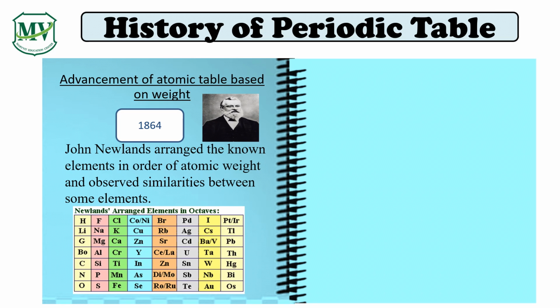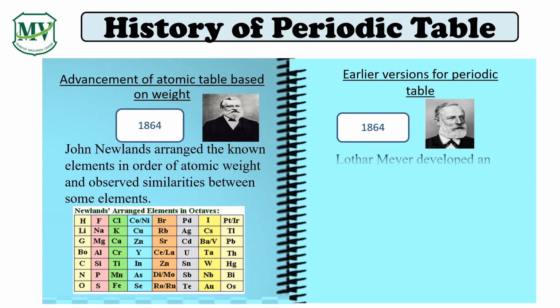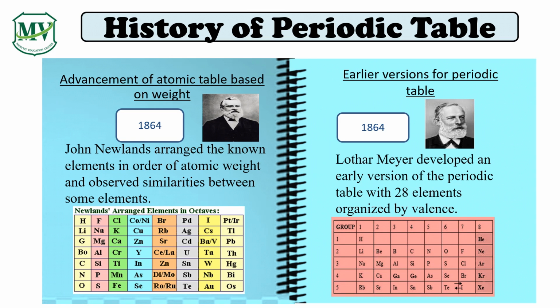Have you ever heard the name Lothar Meyer? Good! Now, how did Lothar Meyer develop the early version of the periodic table? Wonderful! In 1864, Lothar Meyer developed an early version of the periodic table with 28 elements organized by valence. All right.